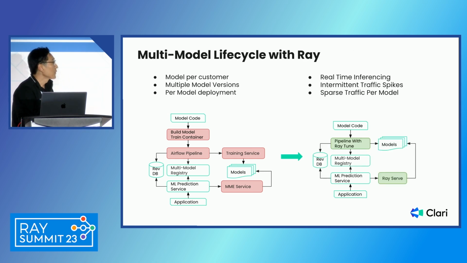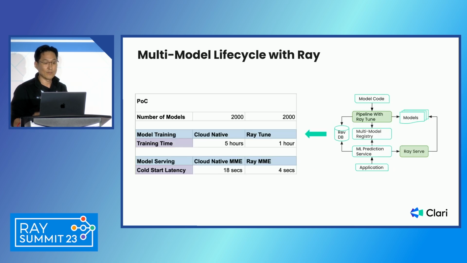So with Ray, we were able to cut down the number of components. And more importantly, we were able to see a significant boost in the performance in both the training time and also serving latency. Sharing our POC test numbers, you can see that training time was reduced by about 80%, and also cold start latency was reduced by more than 80%. The cold start latency is important to us because these models are invoked sparsely, and there will be a lot of model swapping happening.